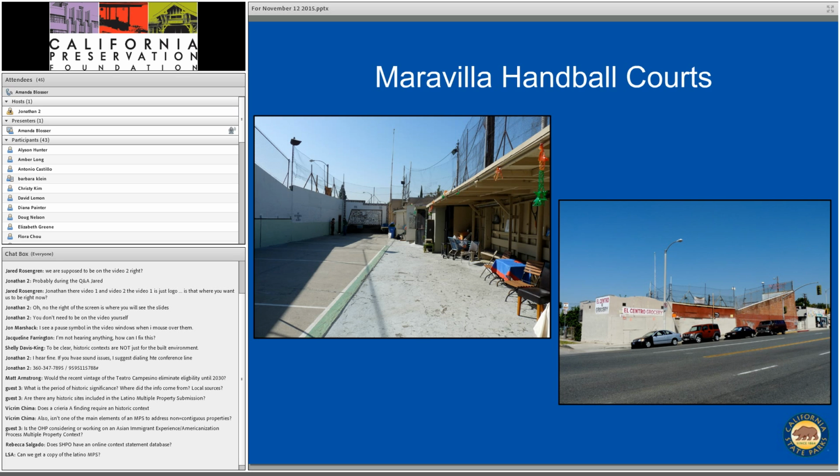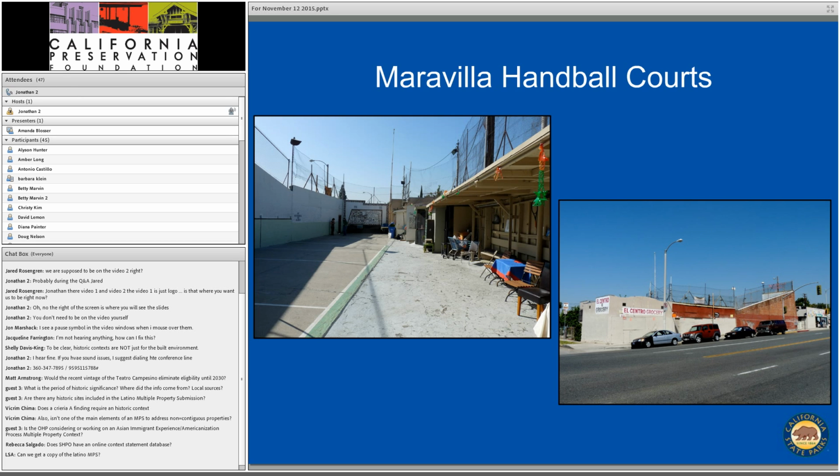And then Jay wanted to answer the question about the main elements of the multiple property submission. So I'll let him go ahead and talk about that. The only reason I wanted to jump in here, I had missed that question before, so we skipped ahead, but we had a similar discussion in the registration unit earlier this week. Isn't one of the main elements of an MPS to address non-contiguous properties?